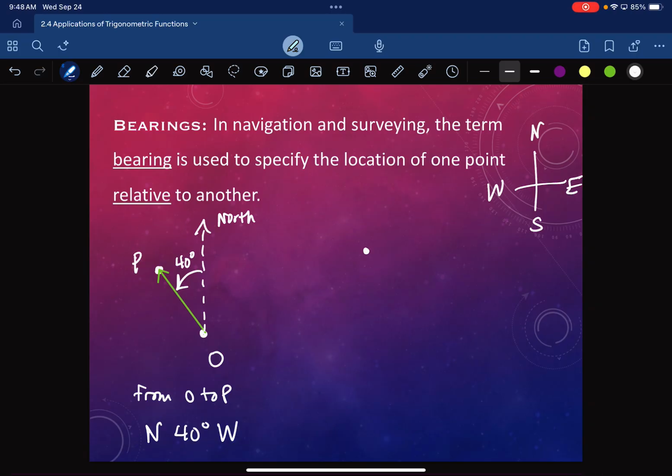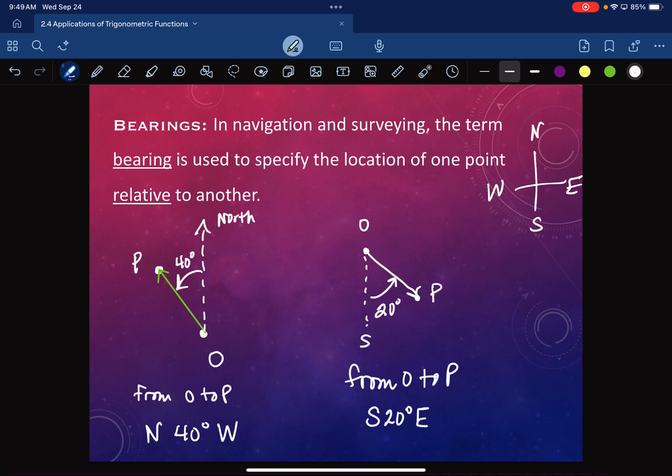Let me draw another picture so that we have another example of this written down. Let's say that again this is O and P. But this time, notice we'd have to go south. So again, from O to P, this would be south first, right? You'd have to go south. And then this angle measure, let's call it 20 degrees, whatever it is. It's given to you. That's not the problem. I'm not asking you to measure it. But south, and then it's 20 degrees, what? East. This time it went east from that south direction.